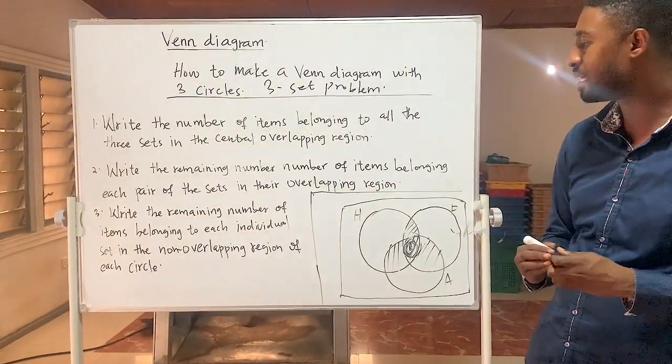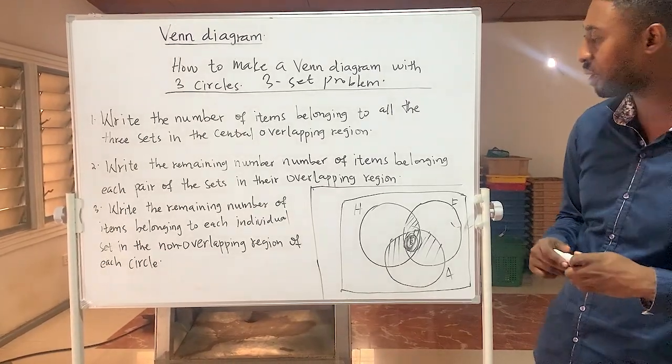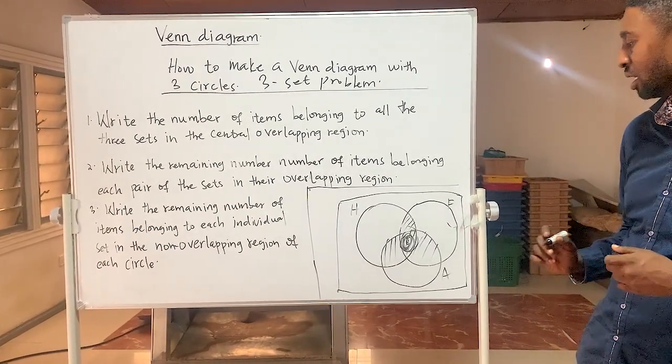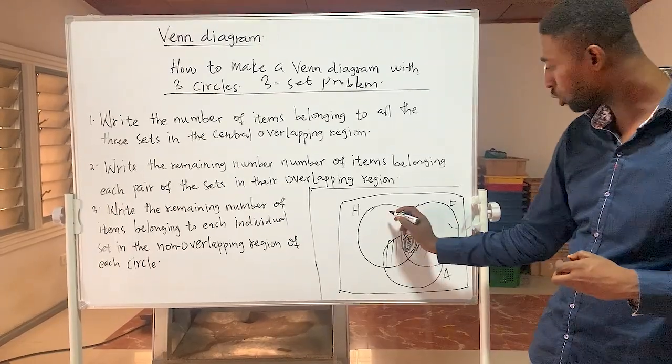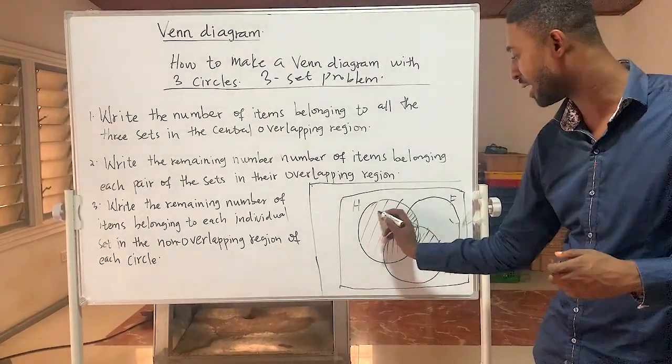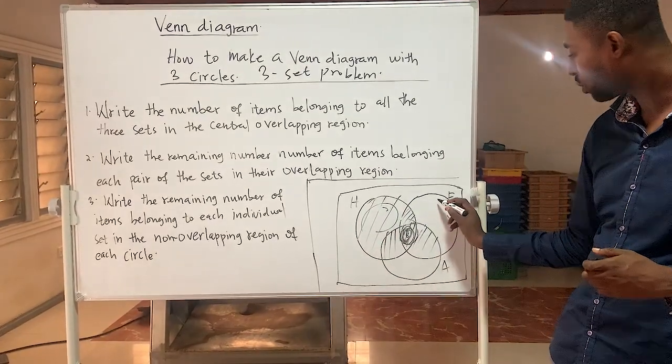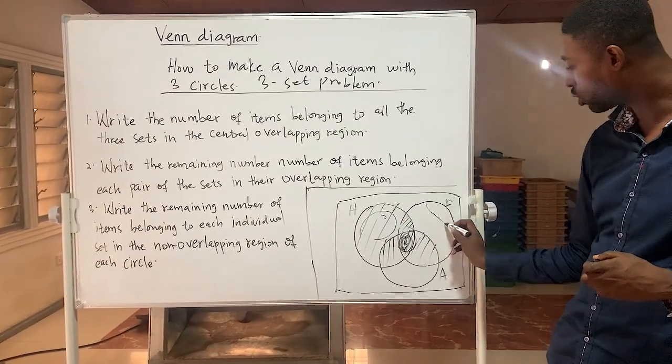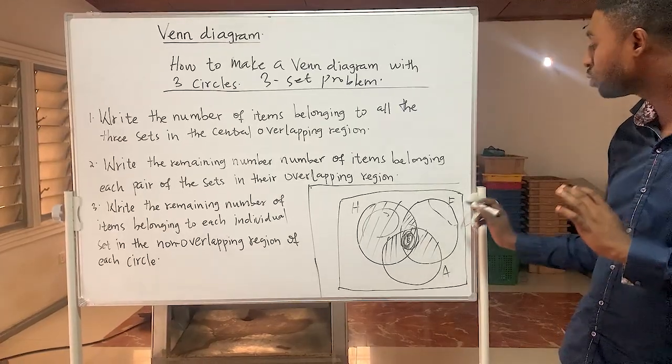Then thirdly, write the remaining number of items belonging to each individual set. So now we want to write what is common to only hockey here. Here you write what is only common to, let's say, students who play football only.